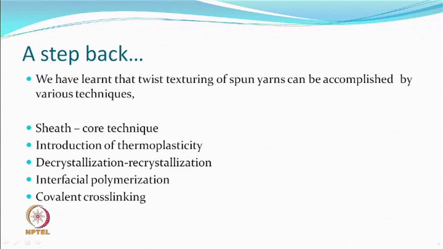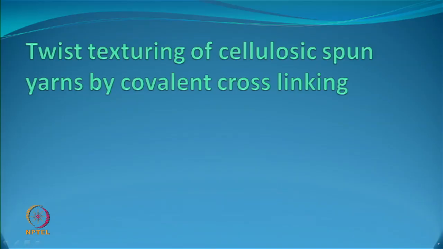in detail. So, we focus today on twist texturing of cellulosic spun yarn. So, we are concentrating on cellulose. Spun yarns, of course, is the general thing, and using covalent cross-linking, among the many methods that we saw that are possible. So, we are looking at covalent cross-linking.